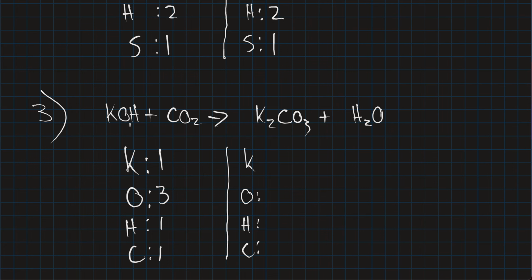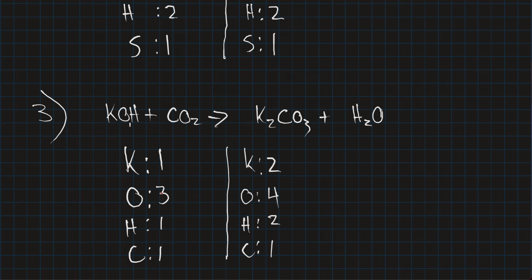Okay, so what do we have of potassium? We know we have 2 of potassium. We have 3 plus 1, so 4 of oxygen. We have 2 of hydrogen, and we have 1 of carbon. Okay, so let's get into adding coefficients now. So we have oxygen and we have potassium. Those are the two elements that are not balanced.